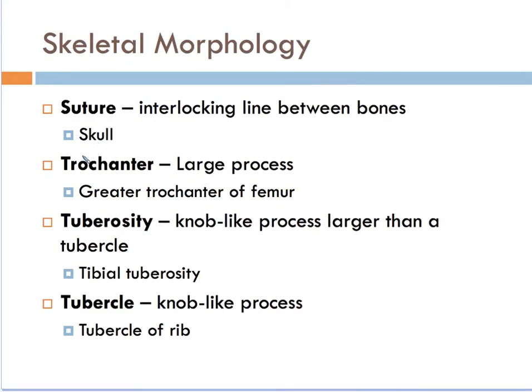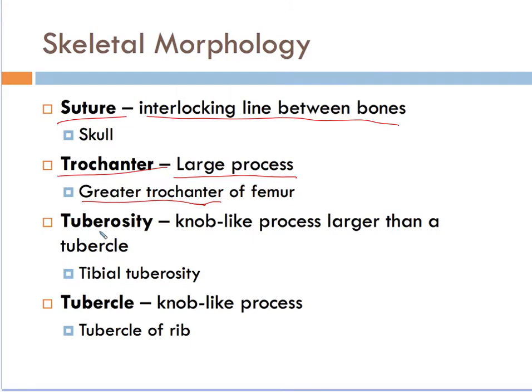Your last couple terms. The first one is suture. Sutures are interlocking lines between two bones, holds bones together. You find sutures in the skull. You have a trochanter. I should have put tubercle above trochanter, but a trochanter is a very large process. You have two of them on each femur. So you have a greater trochanter of the femur. You also have a lesser trochanter.